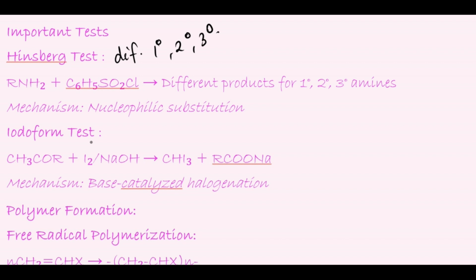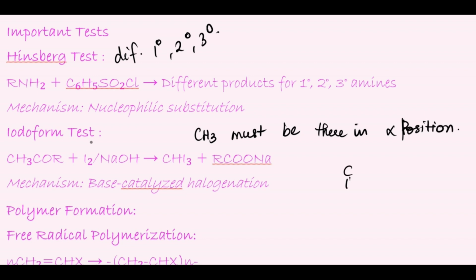Iodoform reaction, it is also important. Who gives iodoform positive? That is a major question. So which molecule will give you iodoform positive? Which are the carbonyl compounds that have a CH3 in the alpha position? CH3 must be there in the alpha position. Alpha position you know, right? The position next to the functional group. So for example, here I am taking acetone.